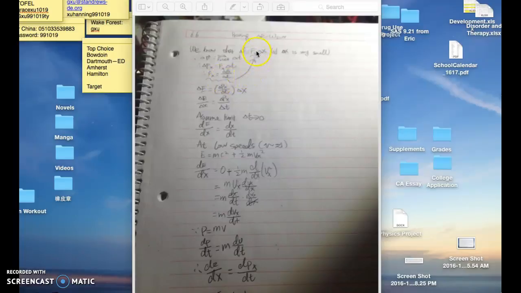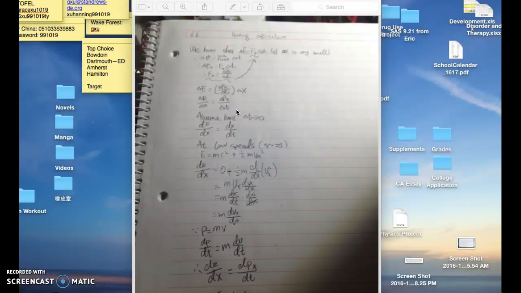And once we plug that into the Fx here, we get delta E is equal to delta px over delta t times delta x. Now when we move delta x over here, well, I shouldn't say move, it's more like divided by delta x, we have this equation right here, which is delta E over delta x is equal to delta px over delta t.